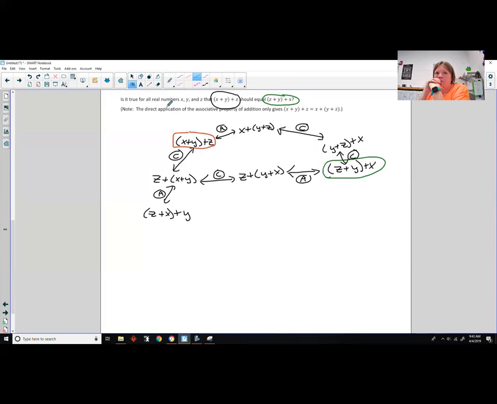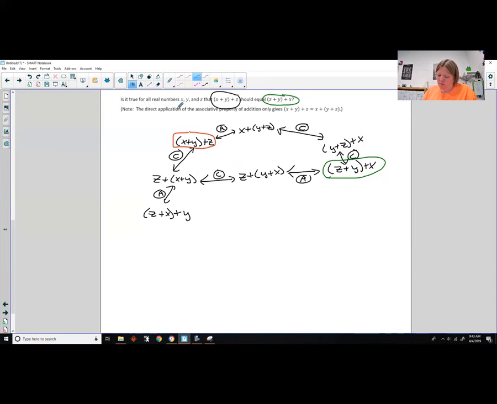So all of these are equivalent. So is it true for all real numbers x, y, and z that the quantity (x + y) + z is equivalent to (z + y) + x? We could do an associative property and then a commutative property and then another commutative property, or we could have done the commutative property twice and then the associative property.